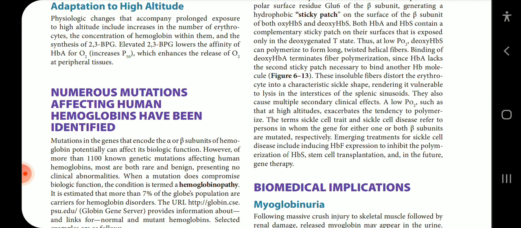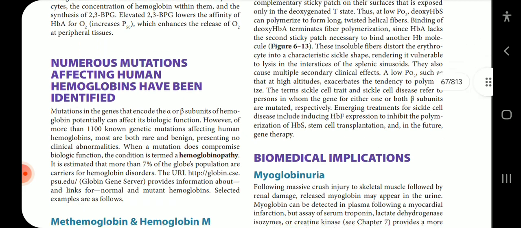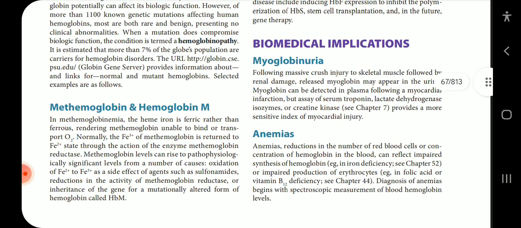A low PO2, such as that at high altitudes, exacerbates the tendency to polymerize. The terms sickle cell trait and sickle cell disease refer to persons whose gene for either one or both beta subunits are mutated, respectively. Emerging treatments for sickle cell disease include HbF expression to inhibit the polymerization of HbS, stem cell transplantation, and, in the future, gene therapy. Biomedical implications.